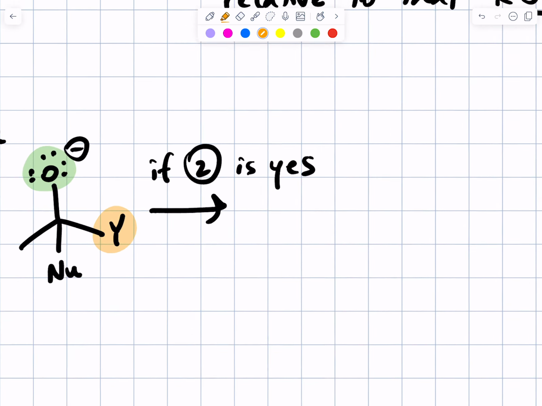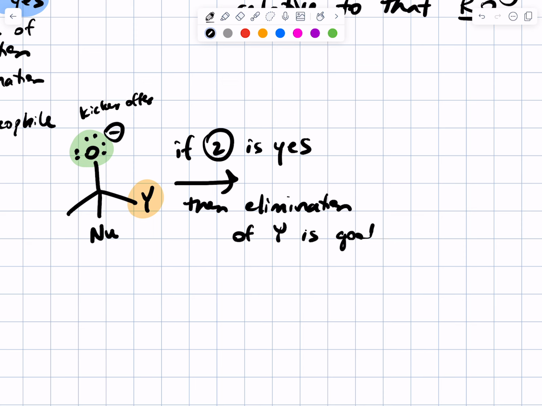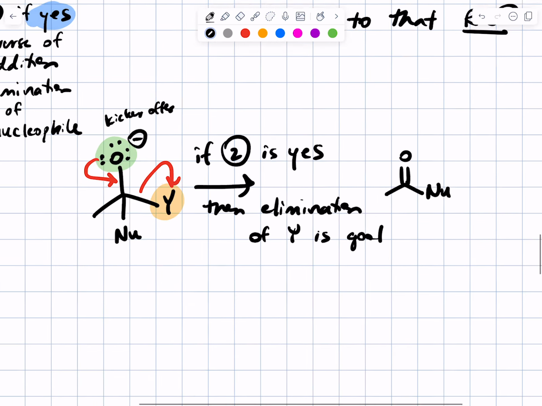All right, so if the Y group is a decent leaving group relative to the kicker offer, then the following elimination of the Y group is possible. That looks like this. Electrons on the negatively charged oxygen kick down to form a pi bond, and the Y group, leaving group, leaves, giving you this product.